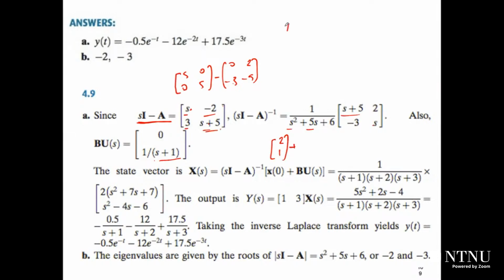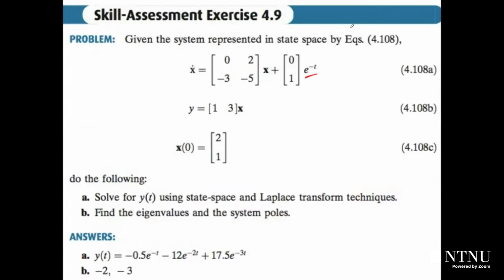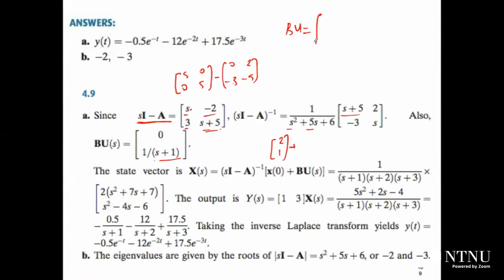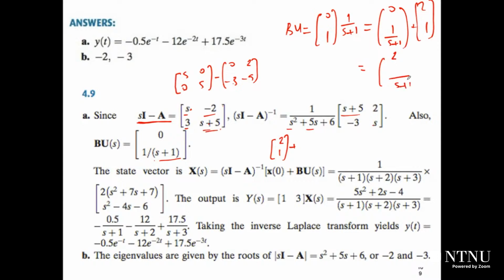What is B times U? B times U, it will be 0, 1, multiplied by this exponential minus t, so it will be 1 divided by s plus 1, correct? So this one will be 0, 1 over s plus 1, so it will be that part. Add to it x0, the initial conditions, 2, 1, so this one will be 2, here it will be s plus 1, here it will be s plus 2.